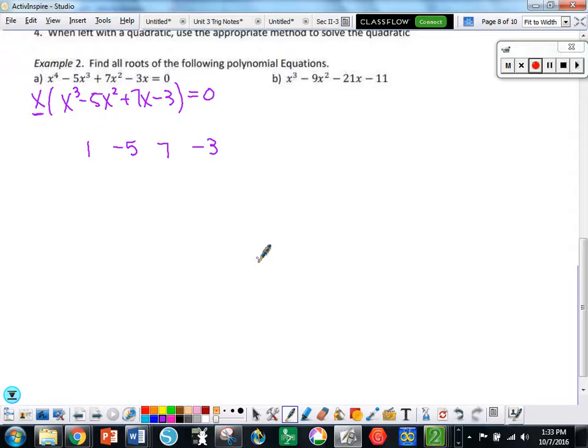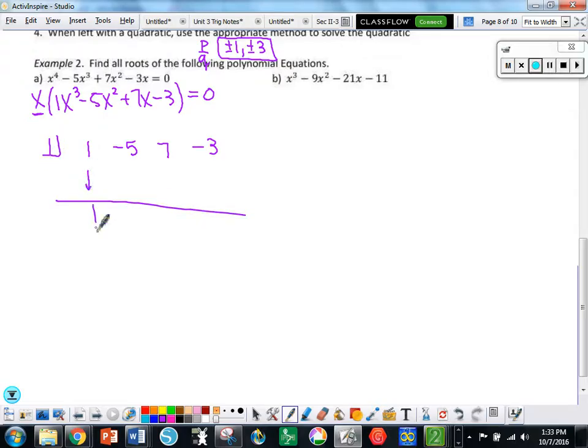If I were listing my p over q, the p is 3, right? So plus or minus 1, plus or minus 3. So q is 1. So these are the only choices I have to put into the synthetic division. I don't know which one it is. I've not done this problem before, but where do I start every time? Start with 1, see if it works. Minus 1? I don't know.